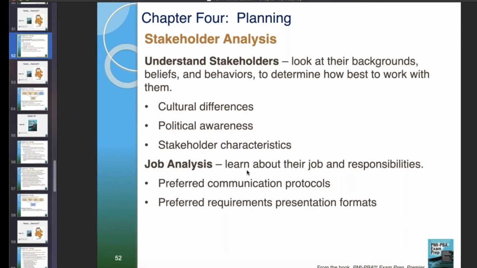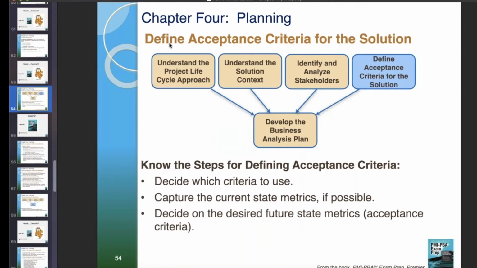And then there's job analysis. Learn about their job and responsibilities. Preferred communication protocols, preferred requirements, presentation formats. All right, define acceptance criteria for the solution. That's our next step for developing the business analysis plan. We've understood the project life cycle. There were 4 different ones, as we saw: predictive, adaptive, iterative, and incremental. And then we understand the solution context. Then we identify and analyze stakeholders. Now we have to define acceptance criteria for the product.